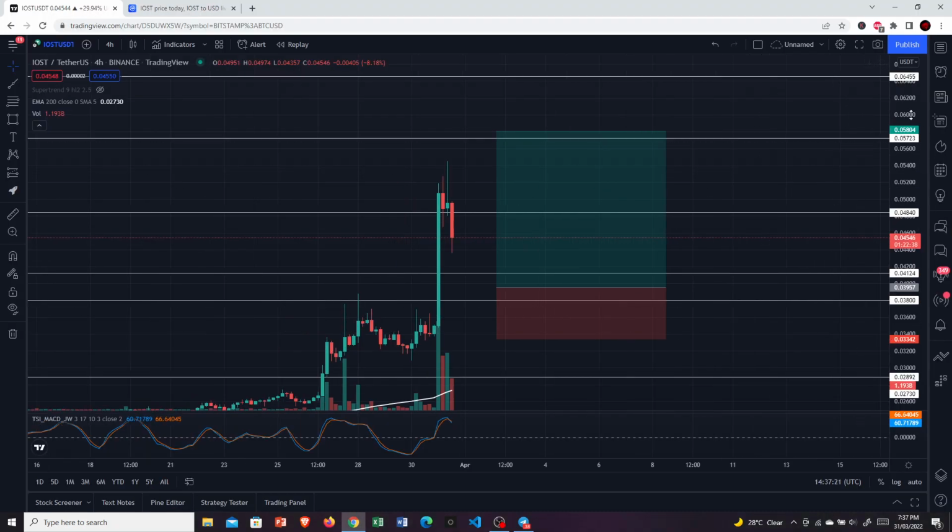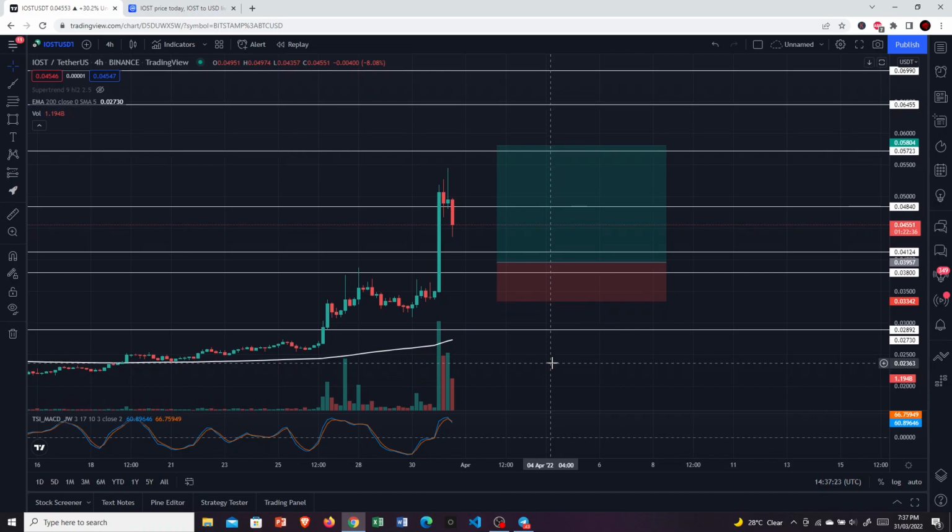Make sure, if you have entered into IOST, to place a stop loss. If you haven't entered into IOST right now, wait for the market to react. Don't FOMO your money into these coins which are pumping 30, 40, 50, 60% a day. You have to have patience, and it's very important.